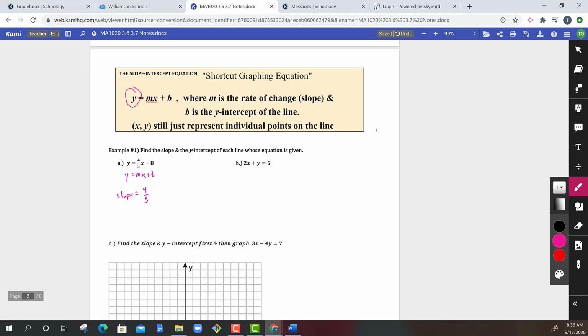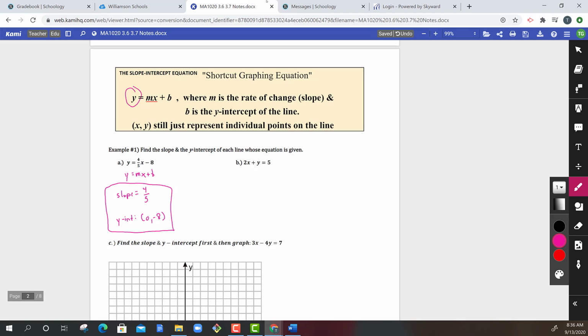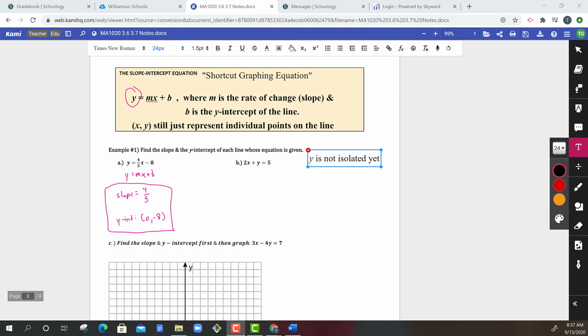And our y-intercept, get a habit of writing y-intercept instead of writing b. Sometimes I think we forget exactly what b represents. And that's all they want in these first two problems. Find the slope, find the y-intercept. Only difference on part B is y is not isolated yet. So we need to do just a little bit of algebra to put it in slope-intercept form first.